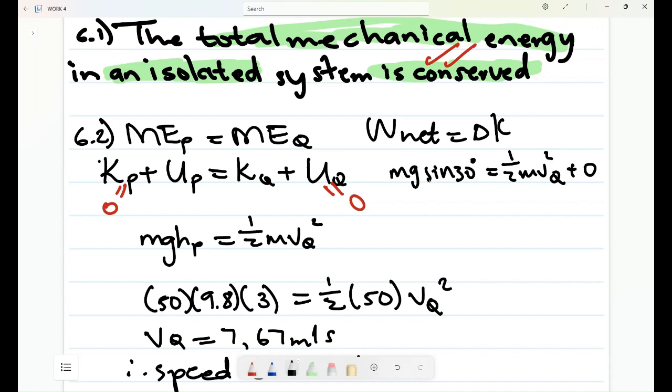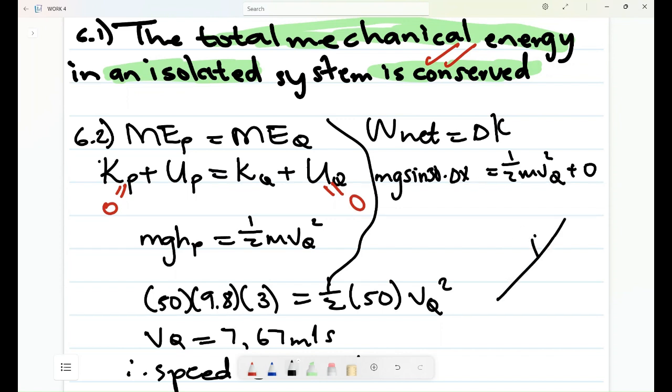Something is missing here. I'll have to say mg sine 30 multiplied by change in x cosine of 0 degrees. Why? Because my object is moving downwards, and gravity parallel is also moving downwards. So I know that it is cosine of 0 degrees, and cosine of 0 degrees is 1. So when I substitute, what is my mass? My mass is 50. What is my gravitational acceleration? 9.8. And sine 30 is half.